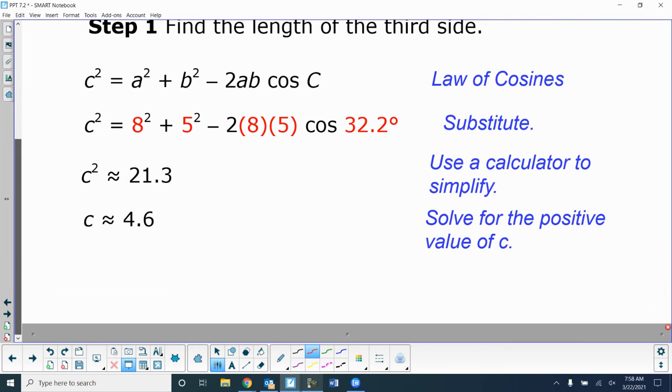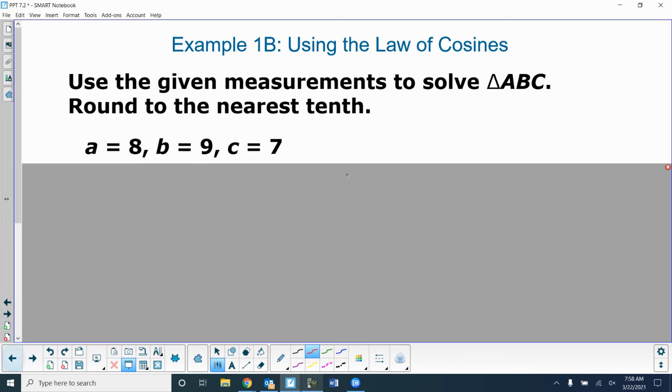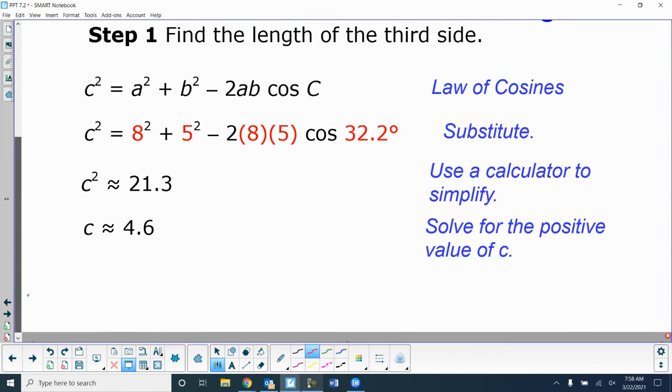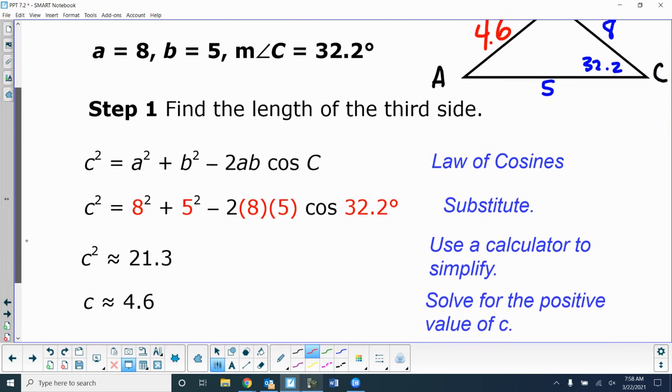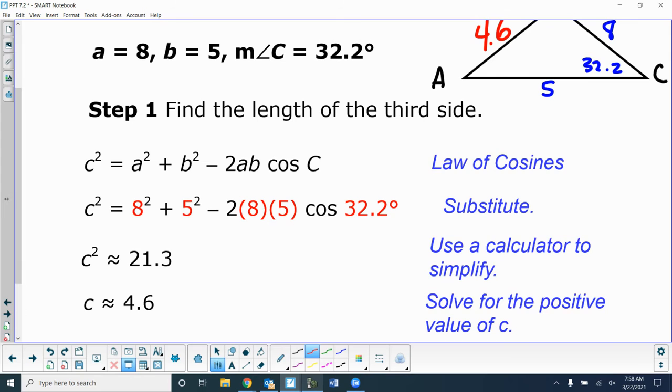I don't know if they go the rest of it here. I think it's on the next page. Oh, no, guess not. So we got to finish it up. We'll just use our law of sines again. So I got my 4.6 over the sine of 32.2 equals, we're looking for angle B because we got this one. So 5 is side B. So it'd be 5 over the sine of angle B.